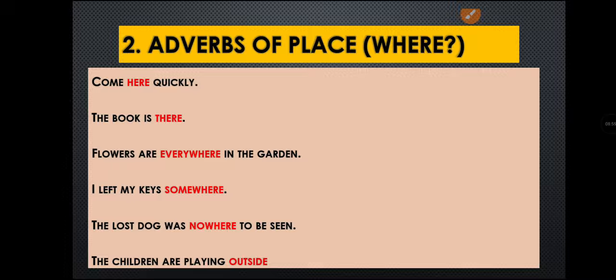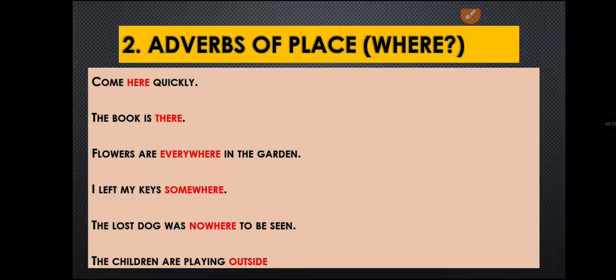Flowers are everywhere in the garden. Where are the flowers? So here I am asking the question where. So we are getting the answer everywhere. So that is why these adverbs are adverb of place. I left my keys somewhere. The lost dog was nowhere to be seen. The children are playing outside.